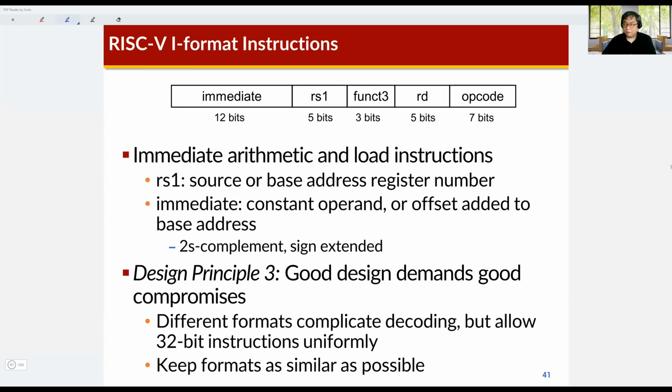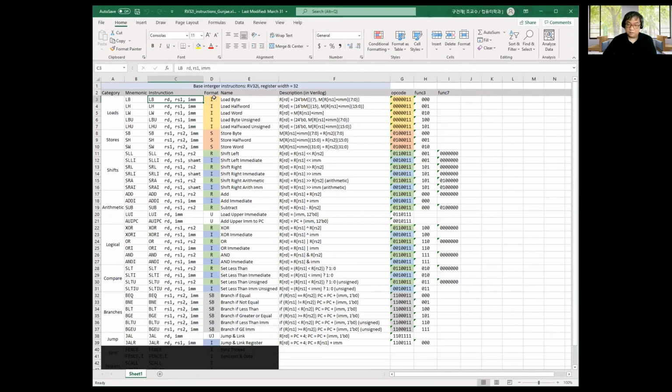and then let's see the I format instructions. In this Excel file, you can find several I format instructions. For example, load instructions also have I formats, and as you can see, some arithmetic instructions such as addi also have I formats. Also several shift instructions such as SLLI, SRLI also have I format. Several logical instructions also have I format instructions. So you can find several I format instructions.